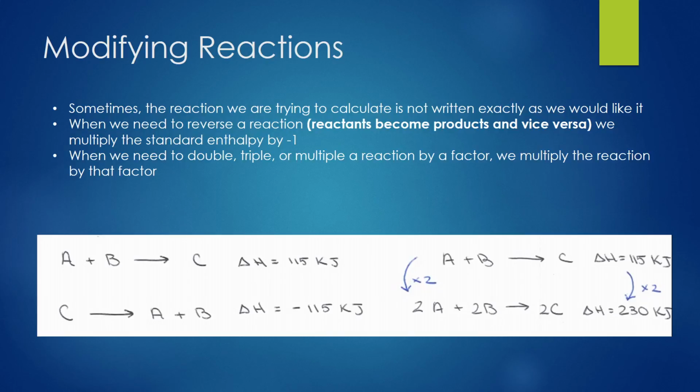So same reaction, A plus B gives us C, and again that has an enthalpy of 115 kilojoules in the diagram to the right. If we were to double that reaction, if we were to have 2 moles of A react with 2 moles of B, create 2 moles of C, that would release 230 kilojoules. That should make some intuitive sense. If we double the amount of reactants and double the amount of products we're going to make, we're going to double the amount of energy that's released from that reaction.